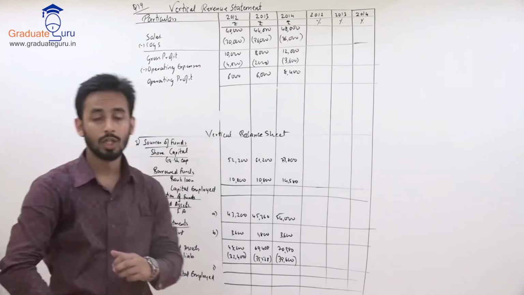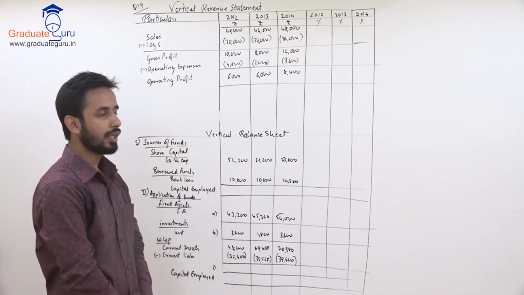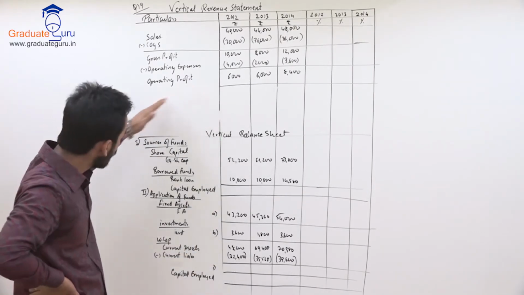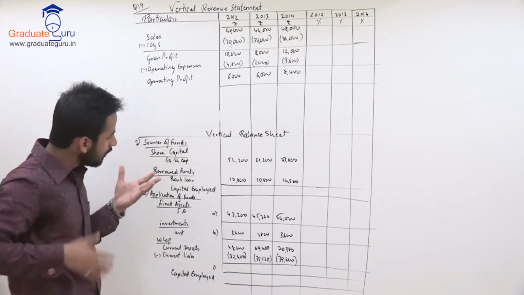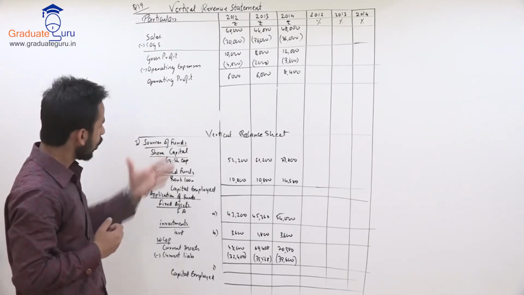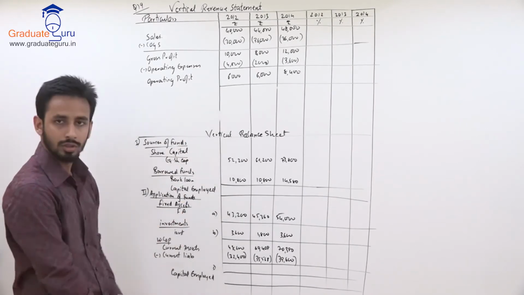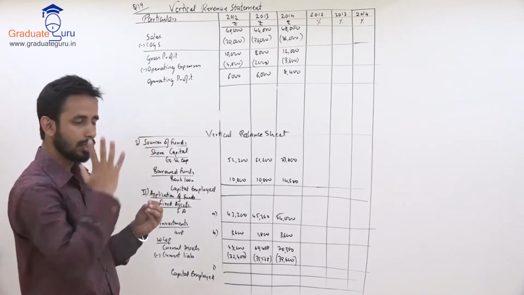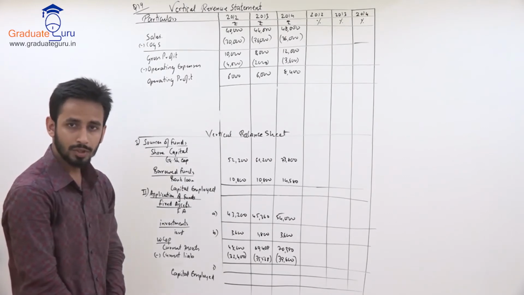Are we getting it? The question arises. Okay, sir, in the previous questions, when we did the analysis and interpretation, we used to take the net profit from here, and we used to add it up to the capital. But in this question, you're not adding it up. Why is that so? Achha, tell me one thing. Have you been given any bifurcation that this is the equity shares, this is the reserves and surplus and all? Have you been given any information regarding it?